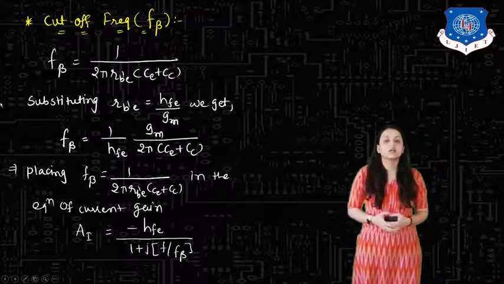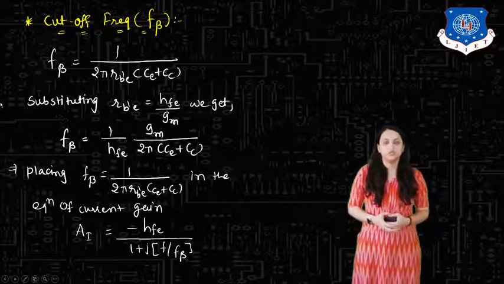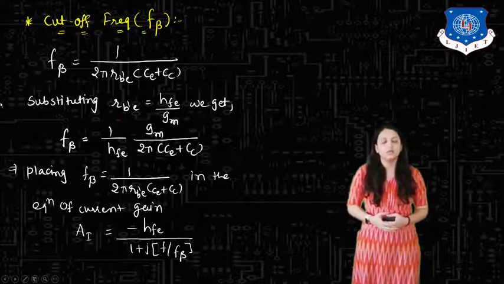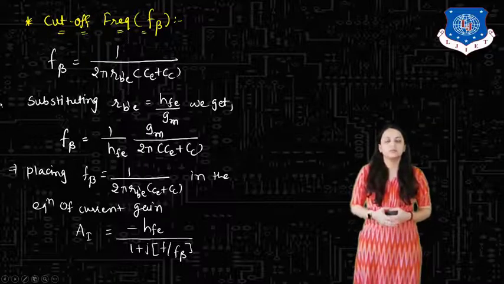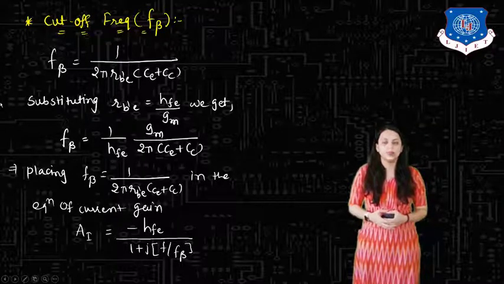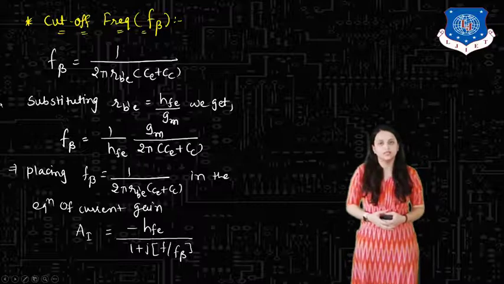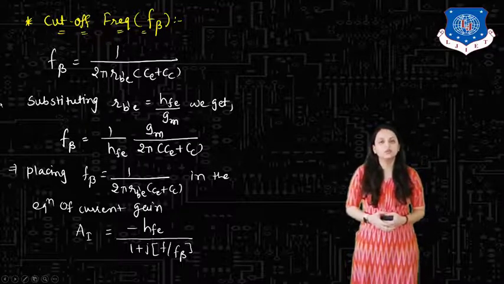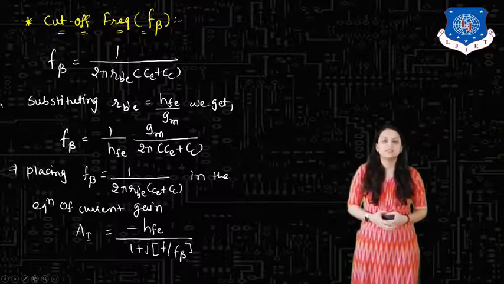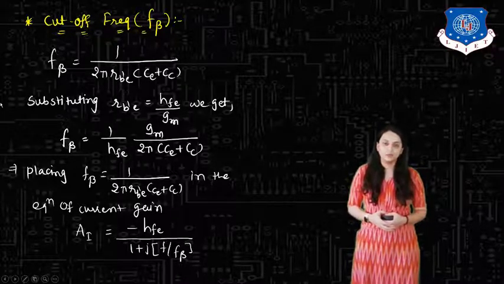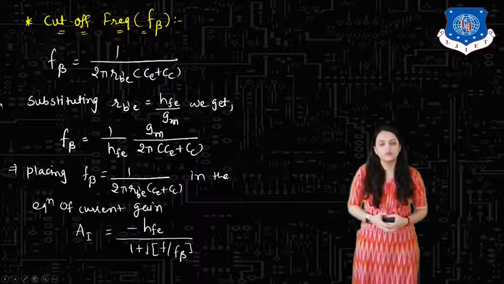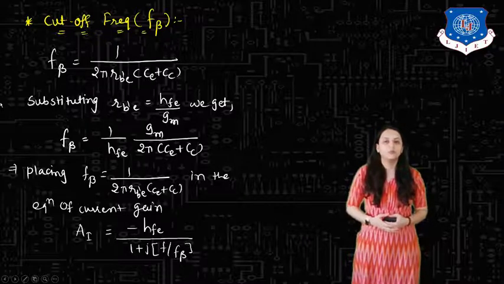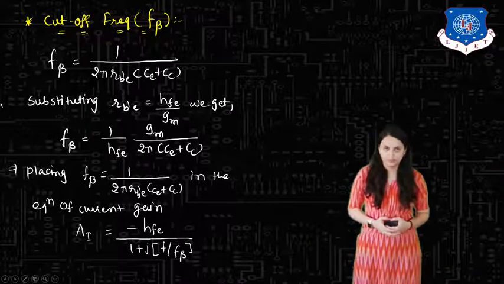Now, next is cutoff frequency f beta. The cutoff frequency f beta is given as 1 by 2 pi r_b'e into (Ce plus Cc). Substituting r_b'e equals hfe by gm, we get f beta equals 1 by hfe into gm by 2 pi into (C plus Cc). Placing f beta equals 1 by 2 pi r_b'e into (C plus Cc) in the equation of current gain, we get Ai equals minus hfe upon 1 plus j f by f beta.